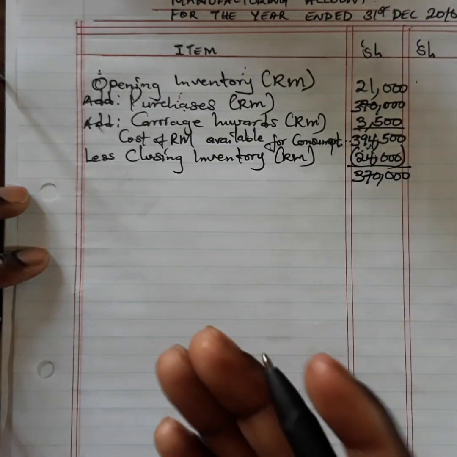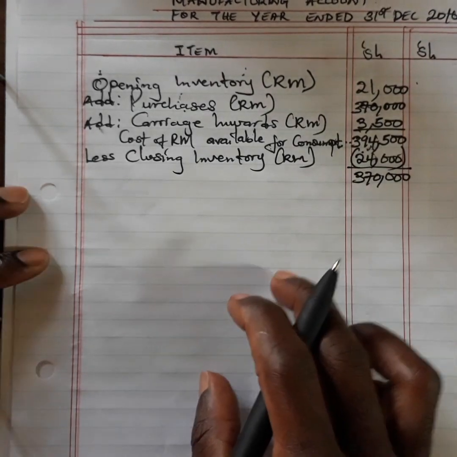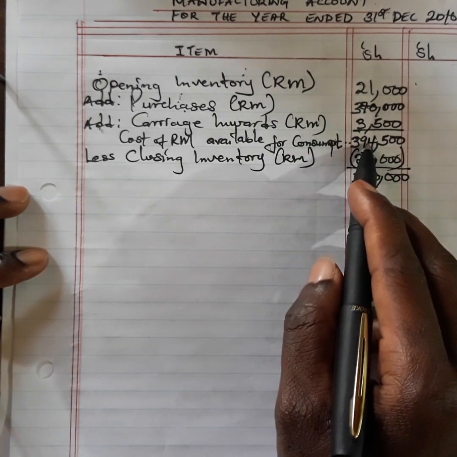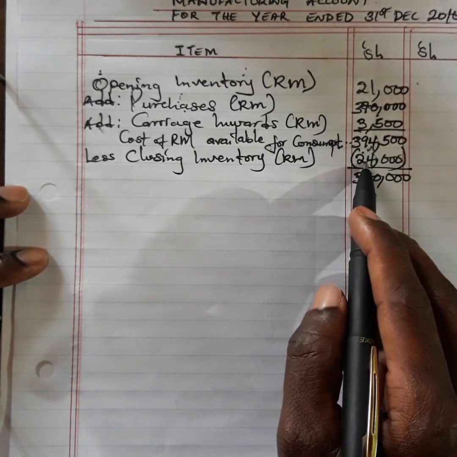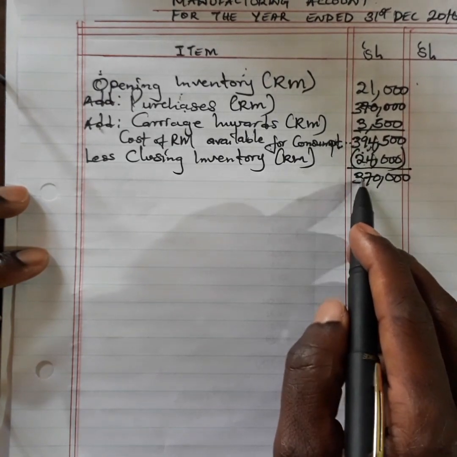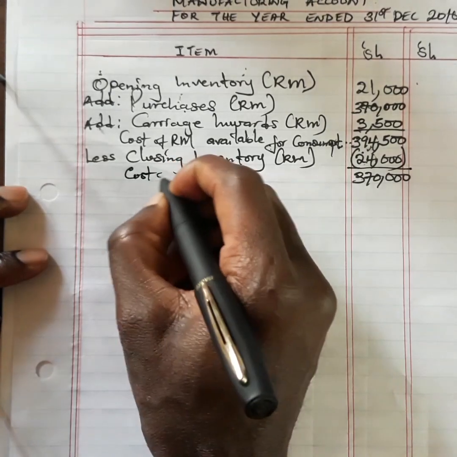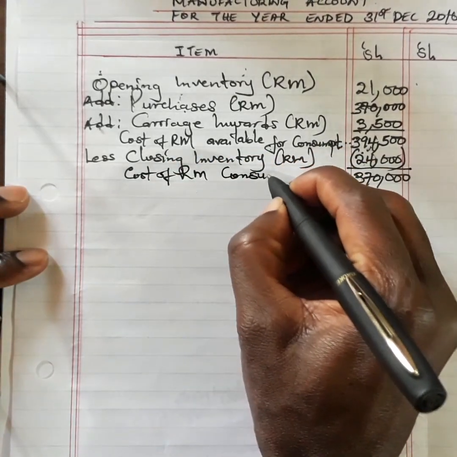And when we less 24,000, what remains is 370,000. Now, what is this 370,000? It is the cost of raw materials consumed. What was available is this one at the start of this period. Then we remain with this amount at the end. It means what you have consumed is this. So this one becomes the value of cost of raw materials consumed.